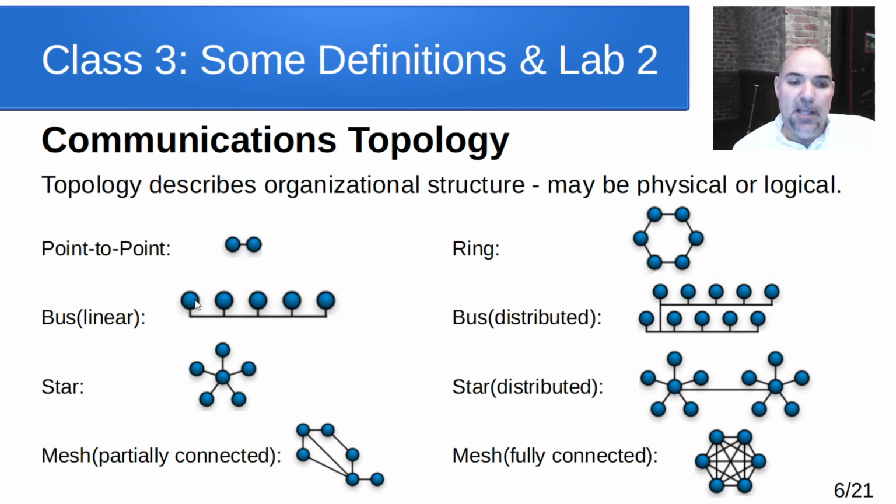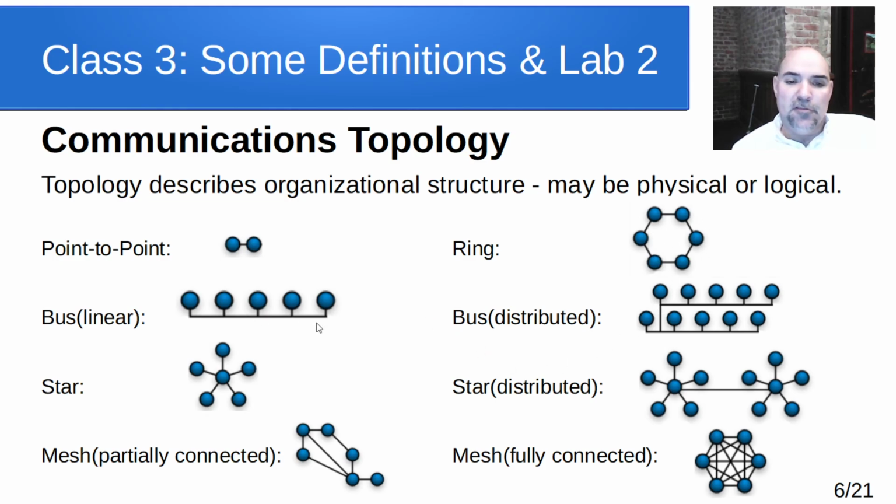Whereas if it's a bus and this one takes over the bus and just dominates it, doesn't let anyone else talk, then there could be some important message here that doesn't get through in time because somebody else is using the bus. But here, this one gets a certain time slice on a token ring and passes the ability to talk to the next one.